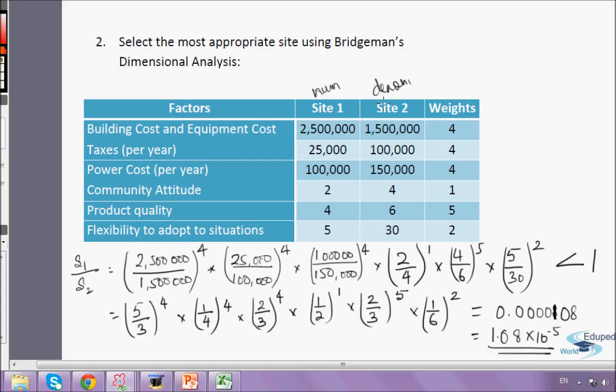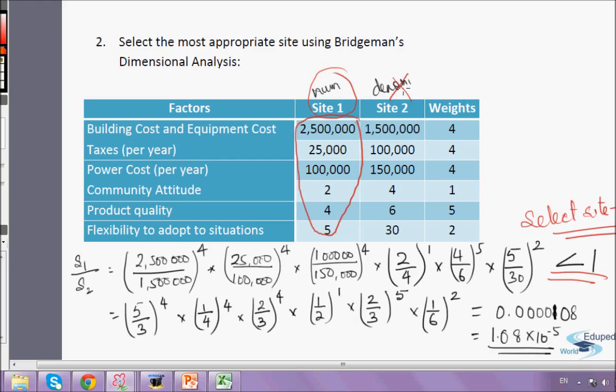Therefore now, since the value is less than 1, we select site 1. So here again select site 1. Alright, so this is a better choice in comparison to the second site.